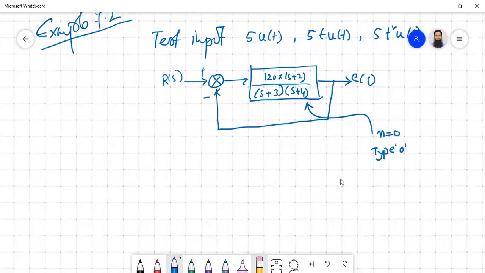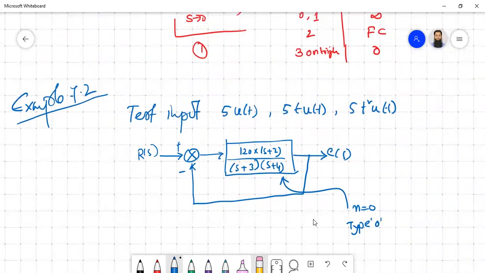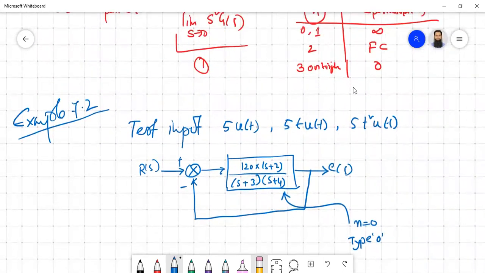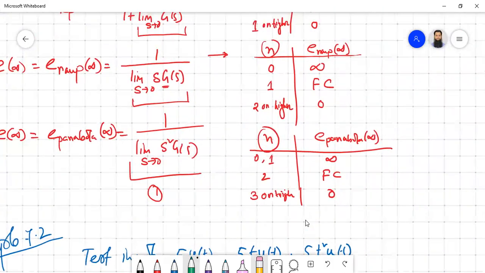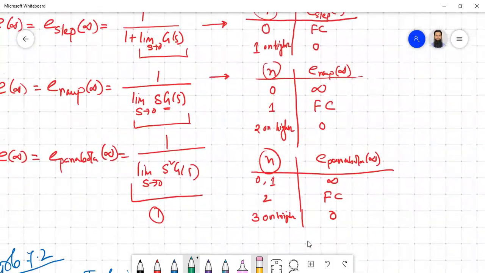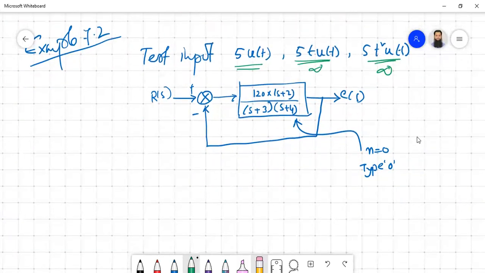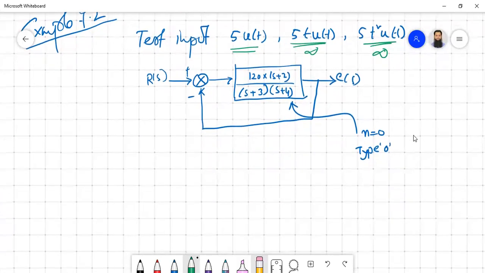The other two will give us 0 because a pole at the origin will actually give us infinite steady state error. So let us now see whether what we are trying to figure out is true or not. Even though you know that the finite value we are going to get is only for this one, and these two will give us infinite steady state error even without solving, based on the values of n that we calculated as seen in the last class. Okay, so first thing first, let's start with step one.